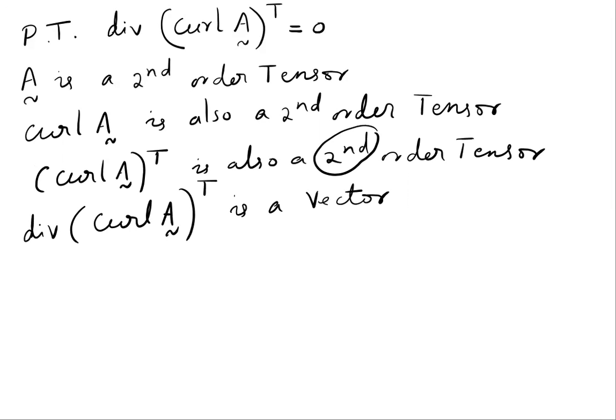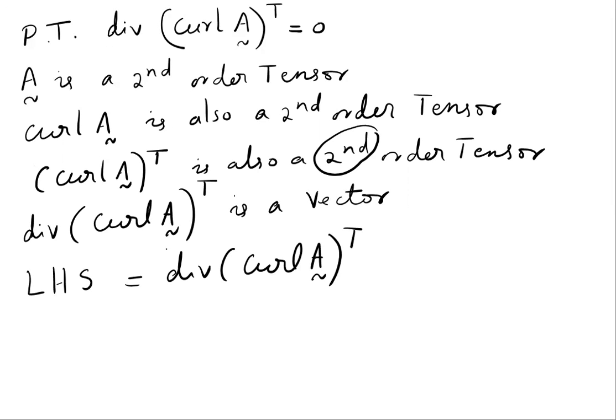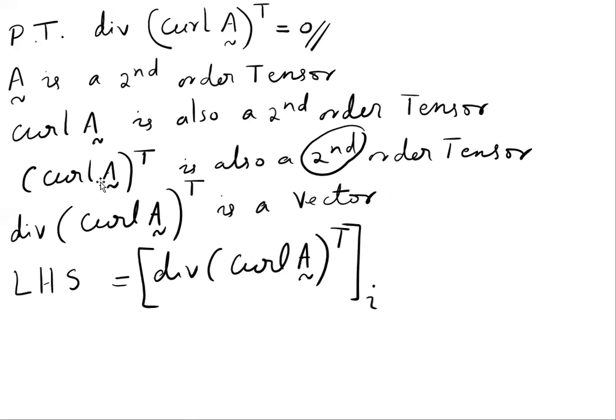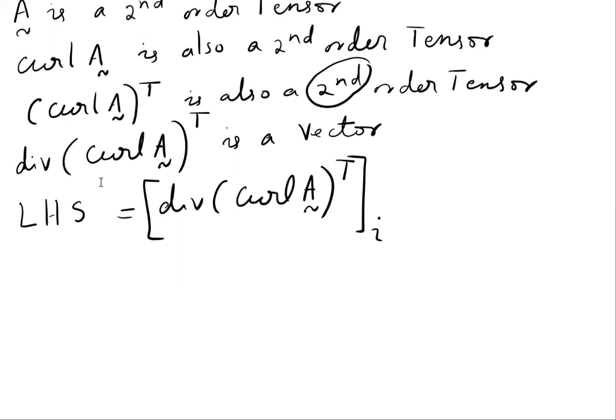Right. What is LHS? What we have to prove? I am taking the LHS of that. LHS is divergence of curl A whole transpose, in components form. So, this is a vector, no? One free suffix, right? And remember, what is the RHS we have to get? We have to get that it is 0, right?